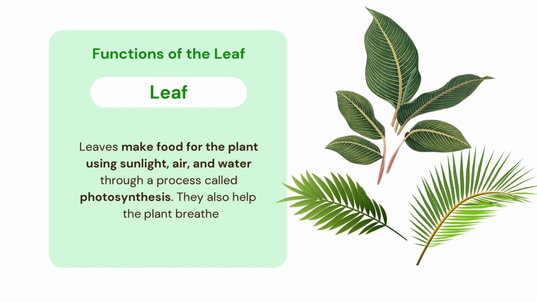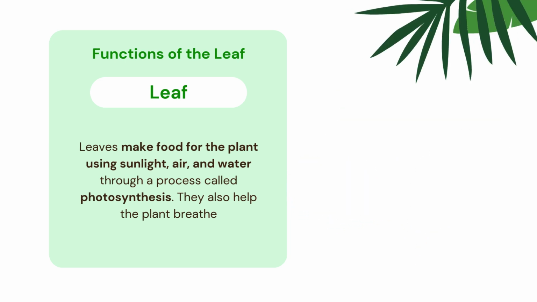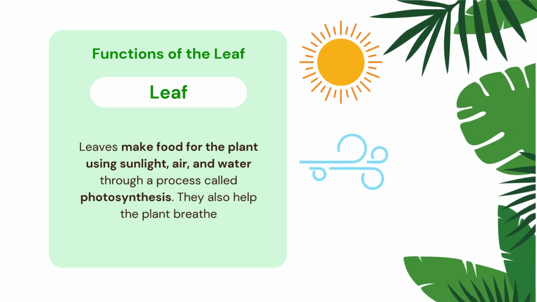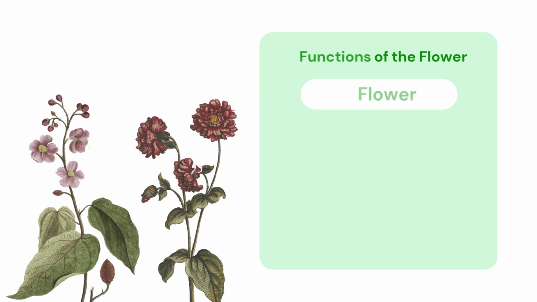Leaf. Leaves help the plant to breathe. Leaves make food for the plant using sunlight, air and water.